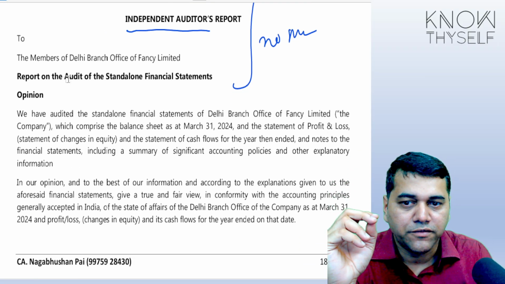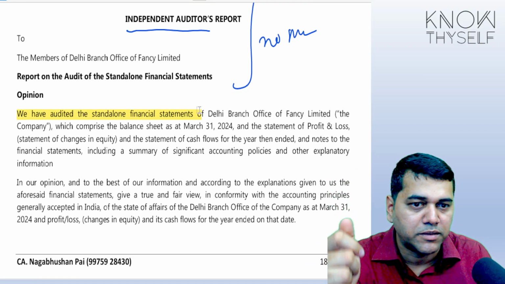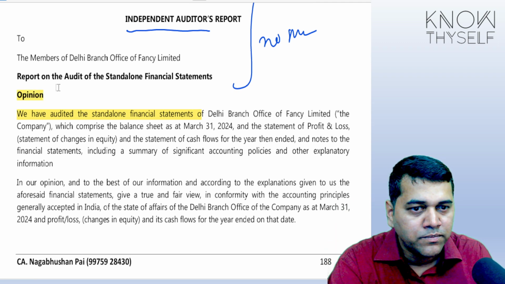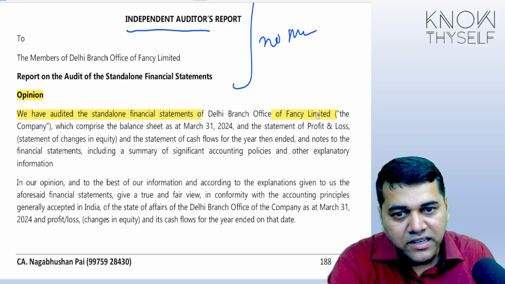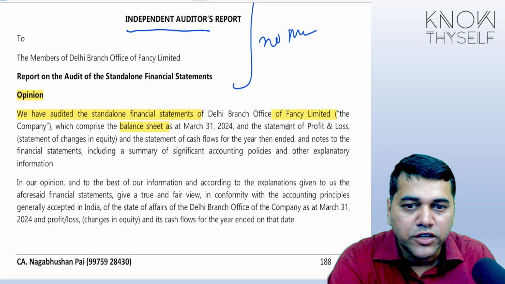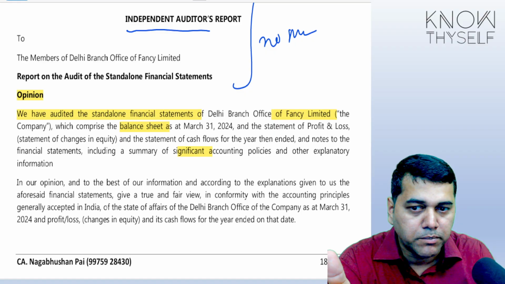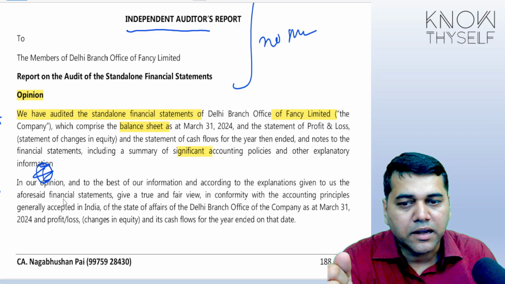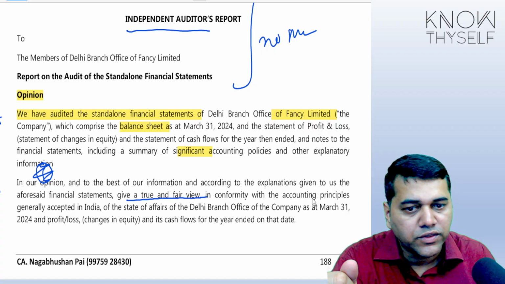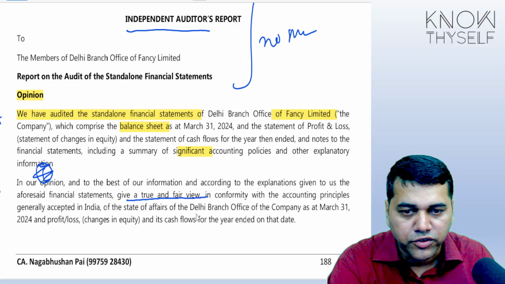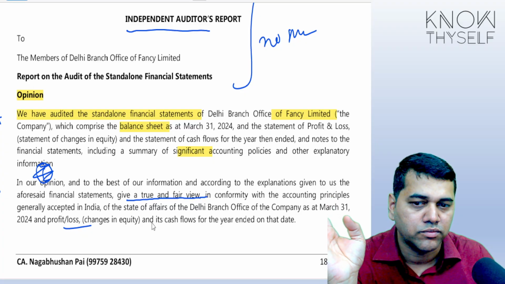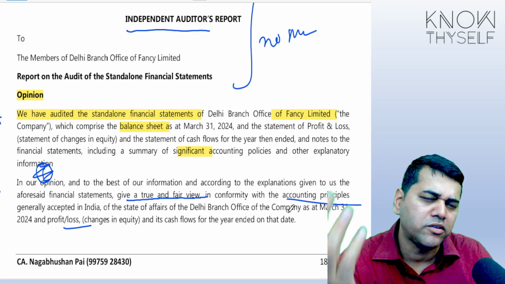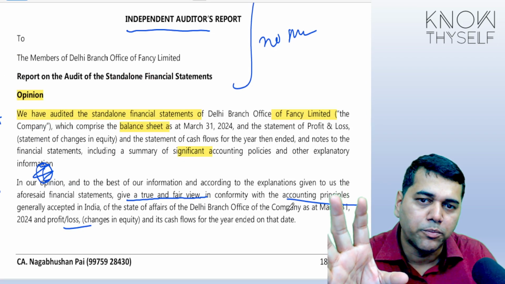Opinion. We have audited the standalone financial statements, because you are going to give a clean opinion, of the entity, with the identity of the financial statements, accounting policies, etc. This is para A. Para B: In our opinion, to the best of our information and the explanations, the accompanying financial statements give a true and fair view of the company's balance sheet and P&L as on so and so day, according to the Companies Act or generally accepted accounting principles or accounting standards. Done. Your opinion para is complete.